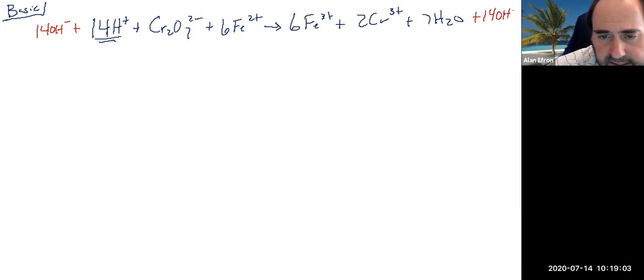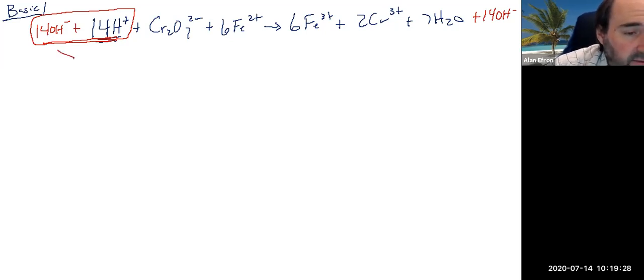So here in our example, I would add 14 OH minuses. And again, the 14 comes from the amount of H plus that I had. And I do it again to both sides, and the side that has the H plus and the OH minus that you added, H plus and OH minus basically make water. So these guys will come together and make 14 waters. And everything else here will be the same.